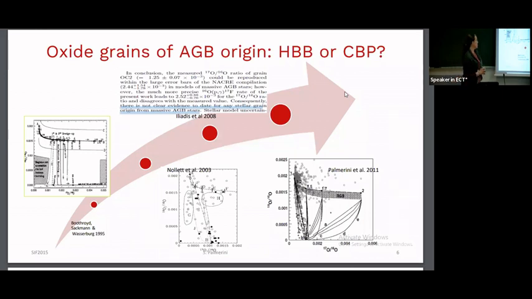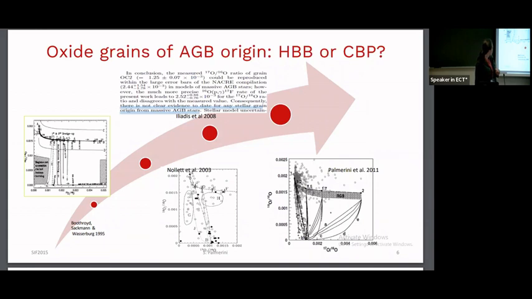Oxide grains started to be studied from the beginning of the 90s of the last century. And from the beginning, it was clear that stellar models and stellar modelers were not able to fit their abundances without adding some extra mixing episodes, some extra mixing phenomena, to their models. Why is it so? Because I hope you can see the arrow from home.